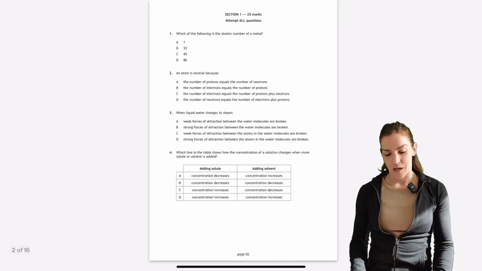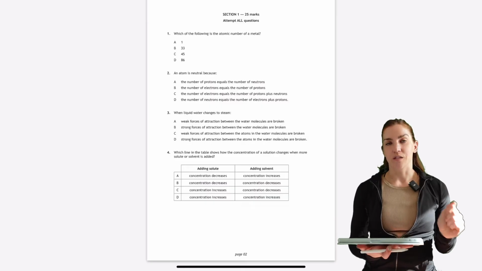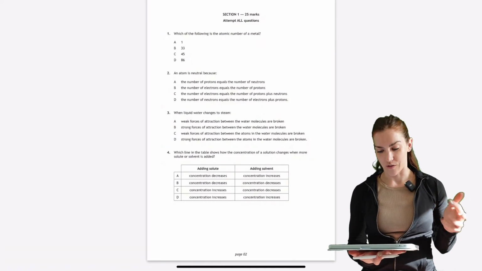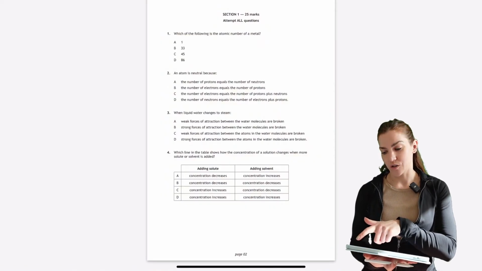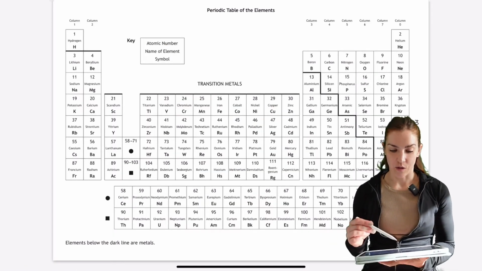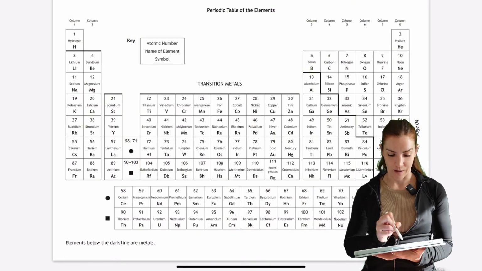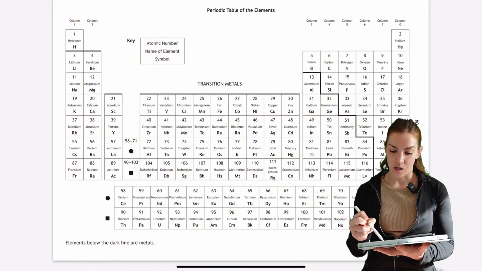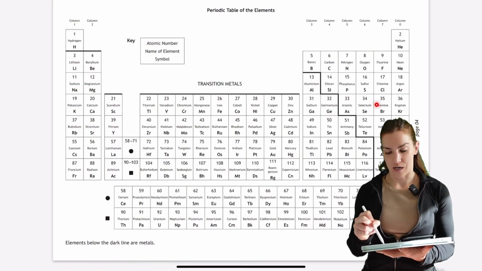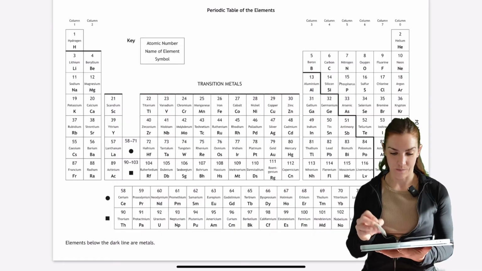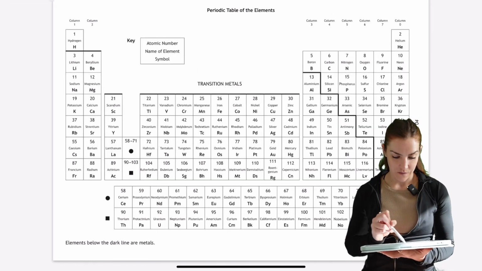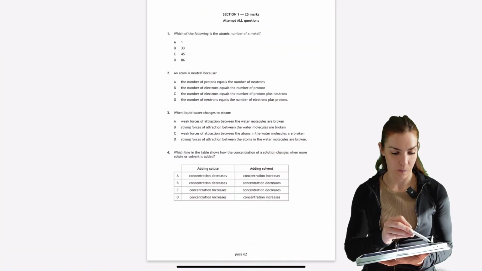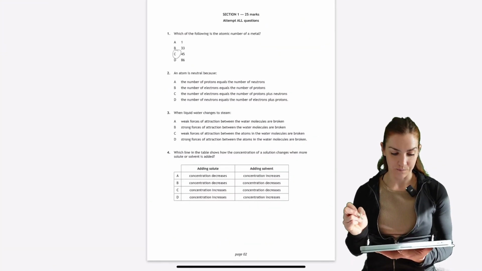So if we get started with question 1, which of the following is the atomic number of a metal? So we've got the options of 1, 33, 45 and 86. All we need to do here is look up the data booklet and see which of those atomic numbers is for a metal. We should find that 1 is not, 33 is not because it's on the right hand side of the staircase. 45 is in the transition metal block, so that is going to be our metal. So that gives us the answer C.